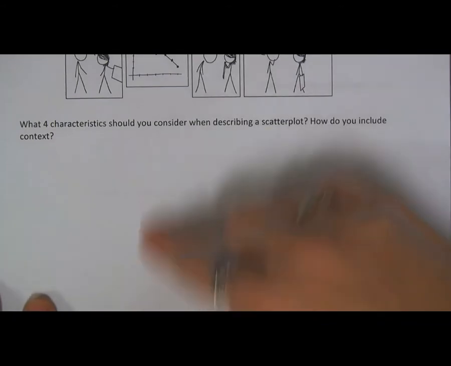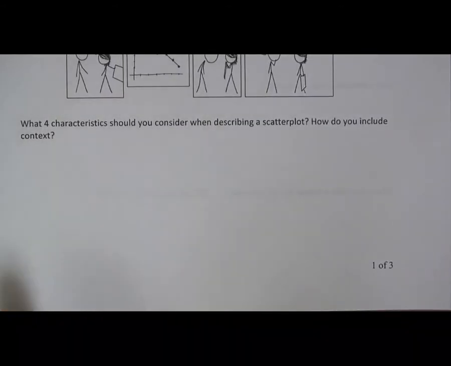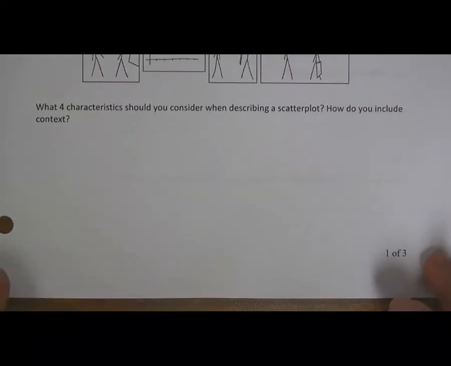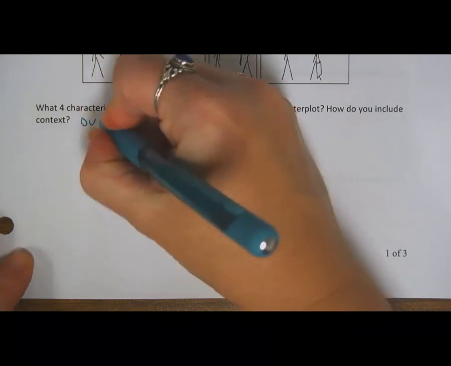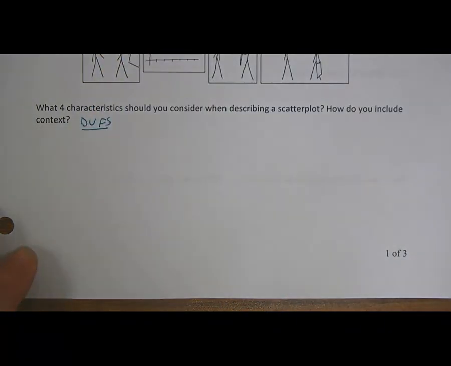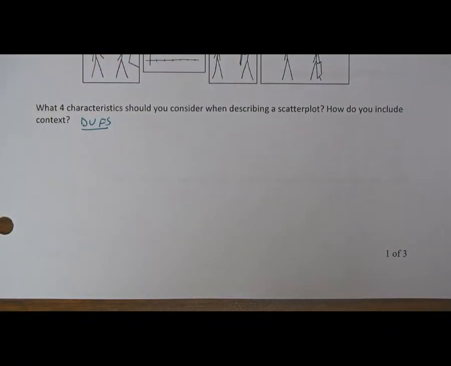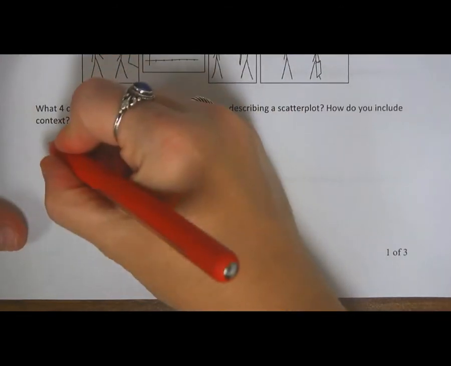We're going to do 3 of them right here, and then when we turn the page, we'll be able to fit the last one on there, so I left extra space here. And the acronym is DUFS, D-U-F-S, and that will just help you remember. The first thing that I want you to describe would be direction.